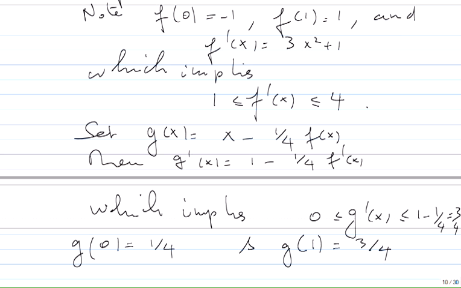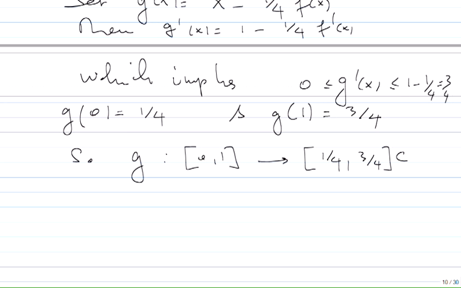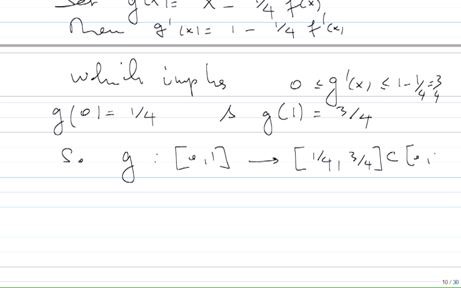So g, in fact, goes from [0, 1] inside [1/4, 3/4], which is a subset of [0, 1]. Okay, so g goes from [0, 1] into [0, 1]. So [0, 1] is a closed subset of R, which is complete. Therefore, [0, 1] is complete. In fact, it's even compact.